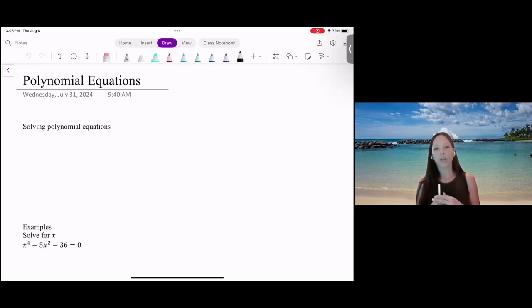If you've watched the quadratic equations video, you know that there are 5 different ways that we have solved those quadratics. You can use the zero product property with factoring. You can use the principle of square roots. You can use completing the square. You can use graphing, and you can use the quadratic formula.